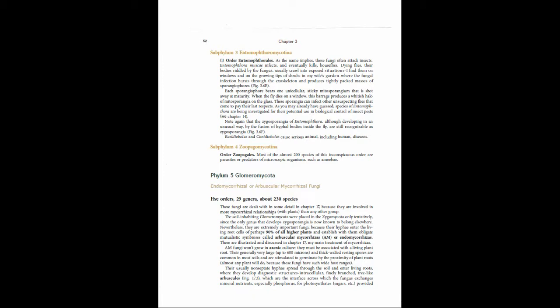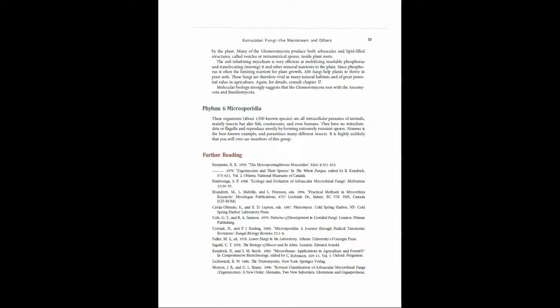They're usually non-septate hyphae spread through the soil and enter living roots, where they develop diagnostic intracellular, finely branched, tree-like arbuscules, Fig 17.3, which are the interface across which the fungus exchanges mineral nutrients, especially phosphorus, for photosynthetic sugars, etc., provided by the plant. Many of the Glomeromycota produce both arbuscules and lipid-filled structures, called vesicles or intramatrical spores, inside plant roots.